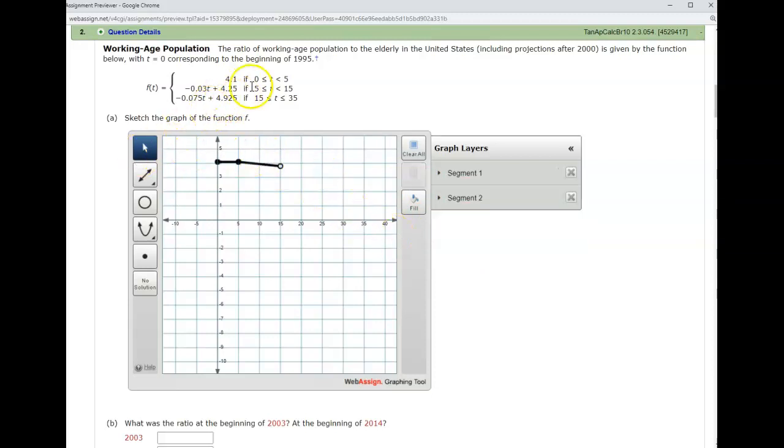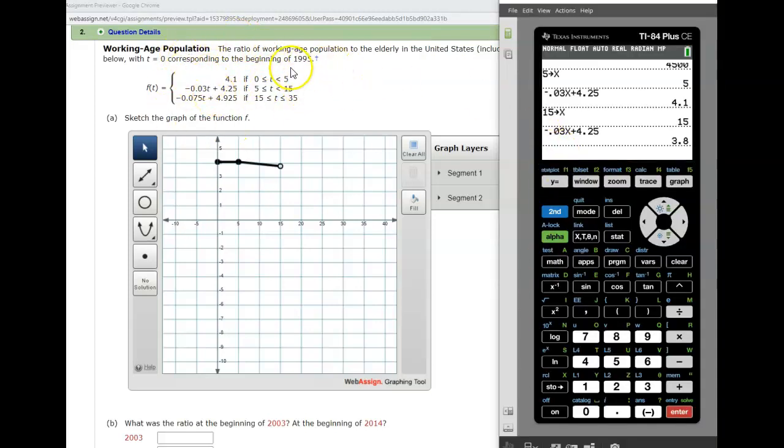Okay, now I need a third segment, and that's putting 15 into the third segment on my graph. I could have graphed this in y equals and done it that way too, but I can also do it one piece at a time. What this means is the endpoint of 15, and right now 15 is stored to x, I can just type in negative 0.075. Be careful with your zeros here, because it's really easy to miss putting one in. And I'm using x instead of t, plus 4.925. My calculator always uses x's, and I end up with 3.8. So it looks like this one's going to come straight across.